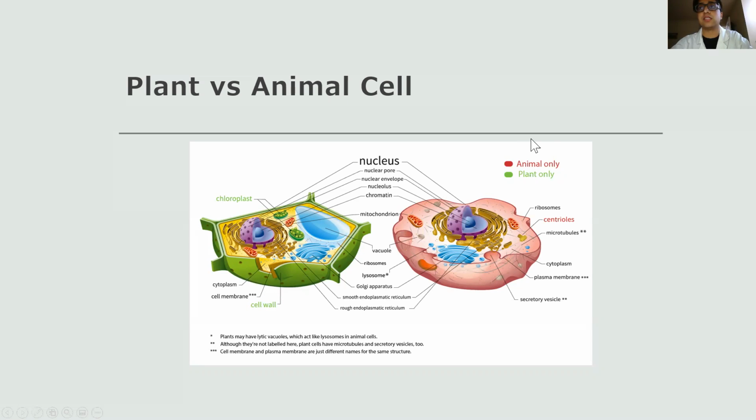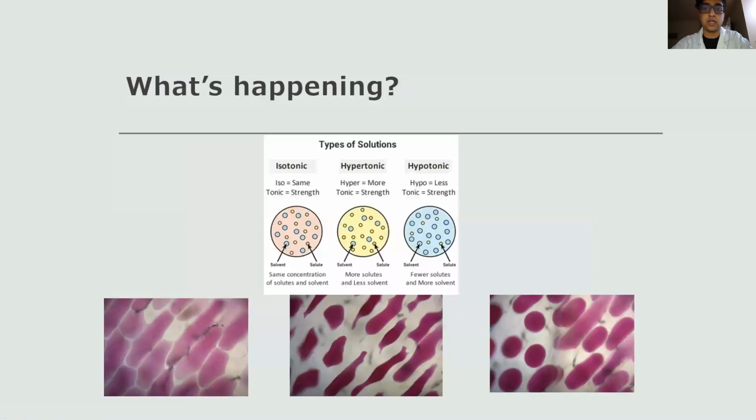And then for the animal cells, we have the centrioles, which we're not going to focus on today, but they have that, which is somewhat different than the plant cells. And then moving on from that, we can look into what's actually going on. So the types of solution we talked about were isotonic, hypertonic, and hypotonic. Iso means same. So remember how I told you what iso means, tonic means that might help. So iso means same and tonic means strength. So there's the same concentration of solutes and solvents.